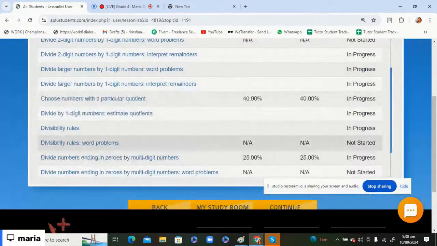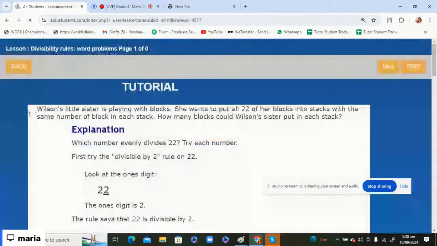Divisibility rules word problems. Let's do it now. Okay, guys, everyone read this question and then tell me the answer. So Wilson's little sister is playing with blocks. She wants to put all 22 of her blocks into the stacks with the same number of blocks in each stack. So how many blocks could Wilson's sister put in each stack?